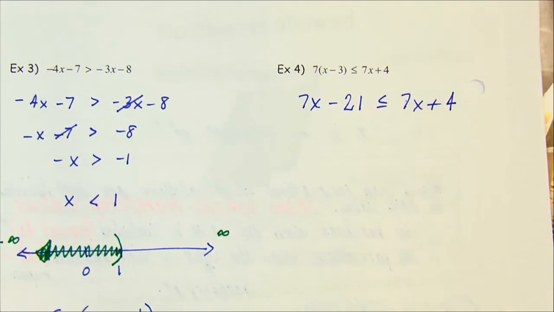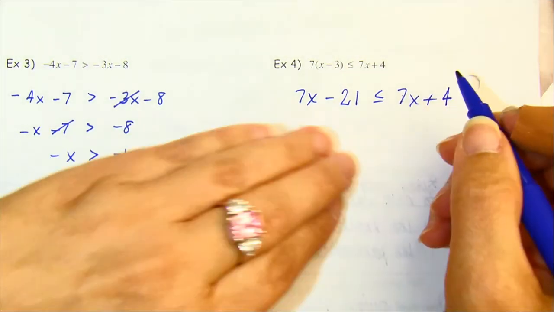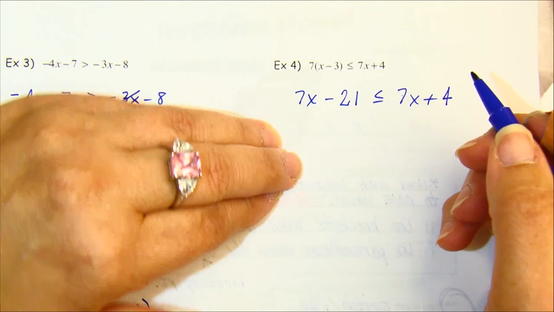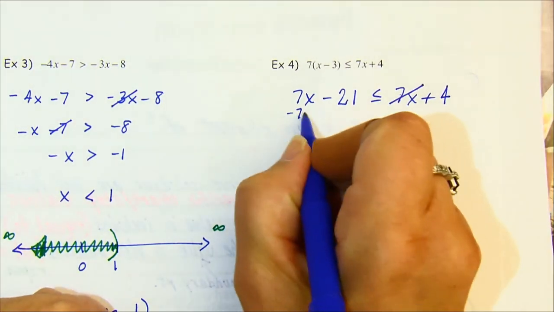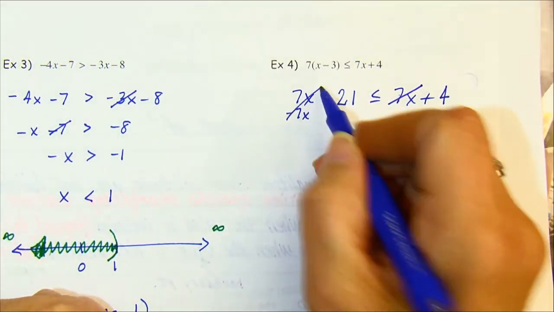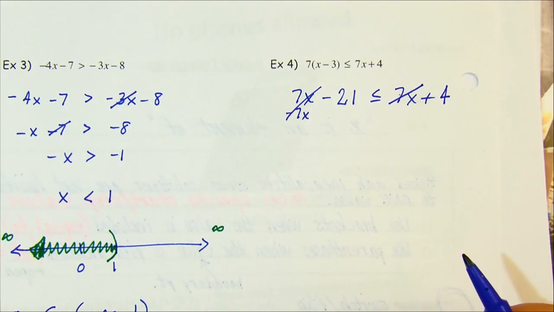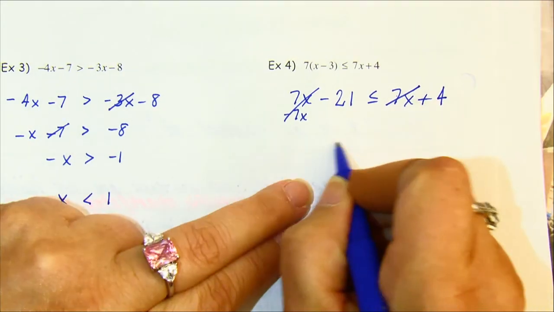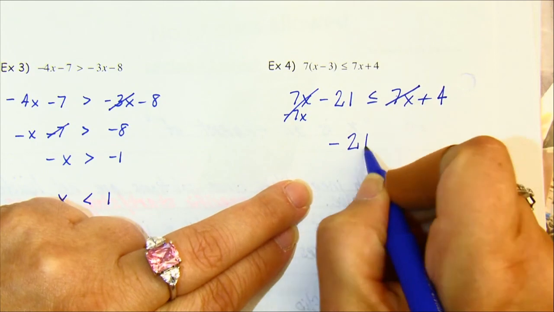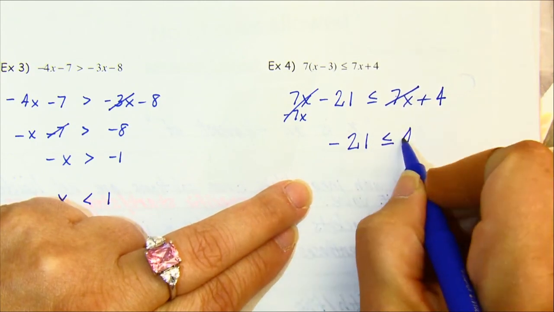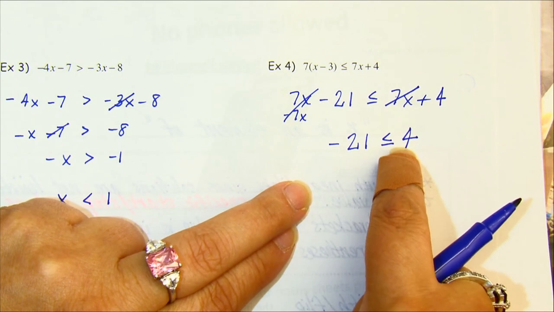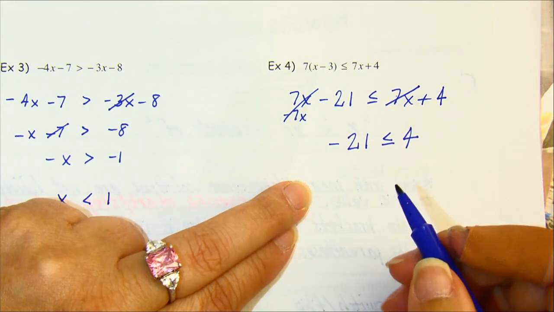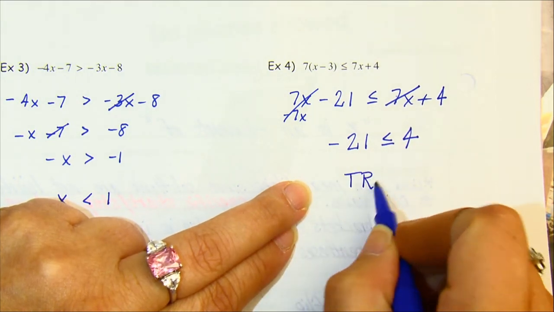All right, I'm going to put the 7 x's together. I like to keep my x on the left side because I like to read my inequality in terms of x. So I know I'm going to subtract 7x over here, and oh boy, that goes away as well. So in this case, the x's went away. We saw this with equations. You have to ask yourself, is this a true or a false statement? Is negative 21 less than or equal to 4? And you say, yes, it's true.